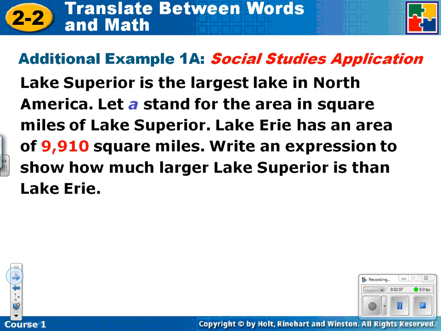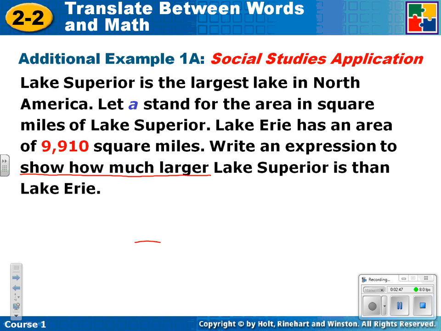Notice these specific phrases. So it says, Lake Superior is the largest lake in North America. A stands for the area in square miles of Lake Superior. Lake Erie has an area of 9,910 square miles. Write an expression to show how much larger Lake Superior is than Lake Erie. Notice, show how much larger. Let's think about that last little chart we just saw. What do you think our operation is going to be? Subtraction. It tells us right there. These words, how much larger, you know we're going to have subtraction.